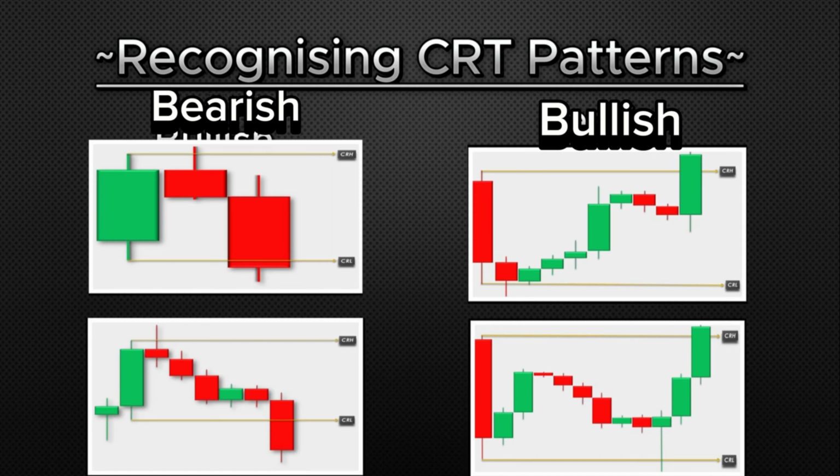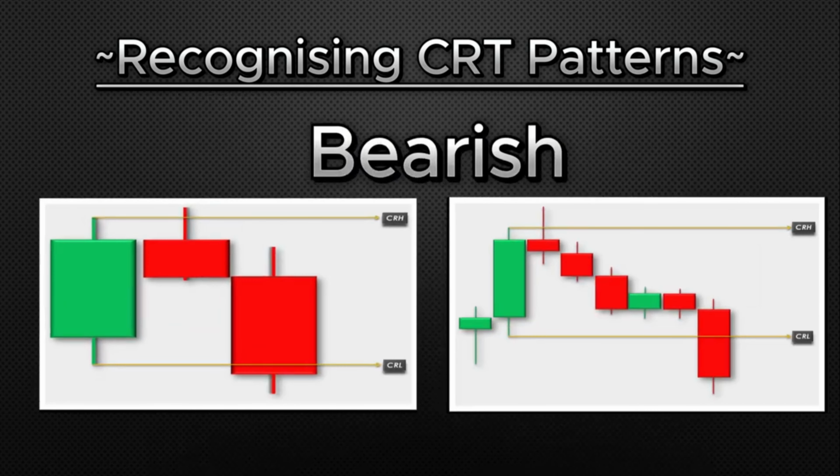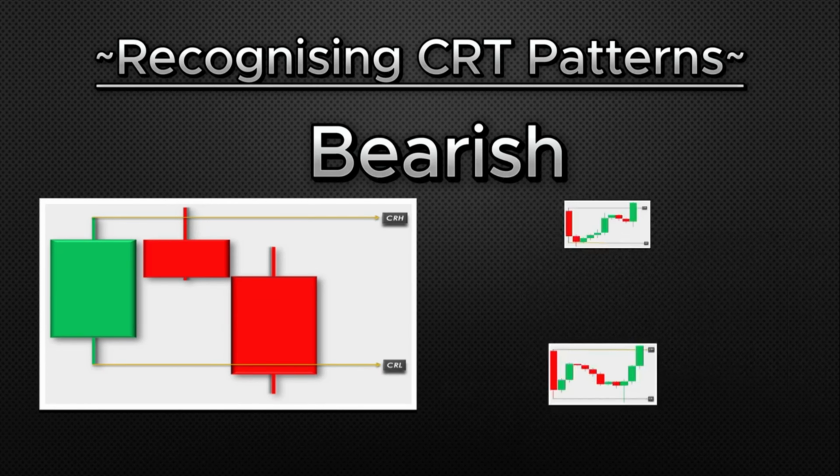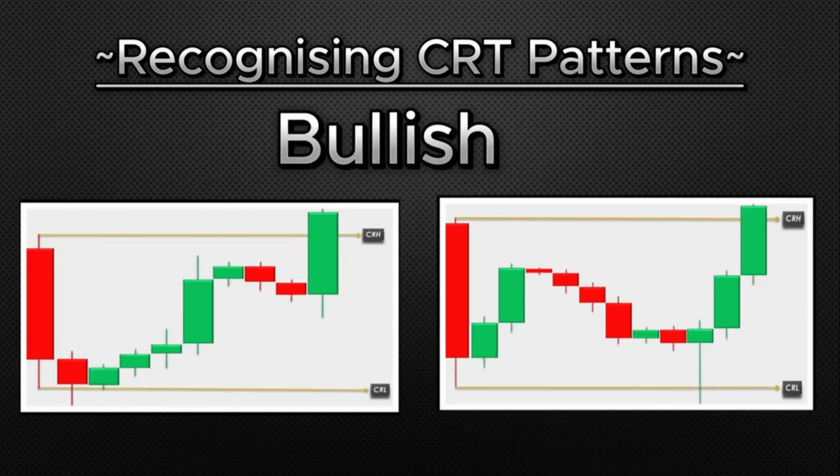Bearish CRT. In a bearish setup, the price sets a range, sweeps the high of that range, and then breaks down to the downside, indicating that distribution is about to begin. Bullish CRT. In a bullish scenario, you're looking for a candle sequence that sets a range, takes out the low of that range, and then breaks out to the upside. This sequence signals that the accumulation phase is over and the price is ready to move higher.